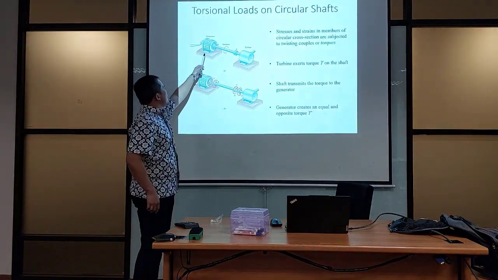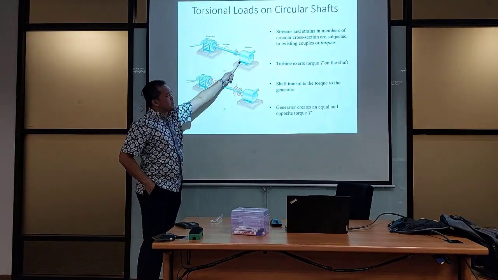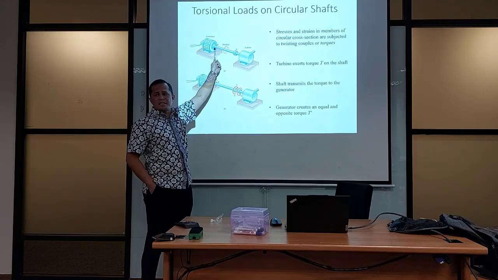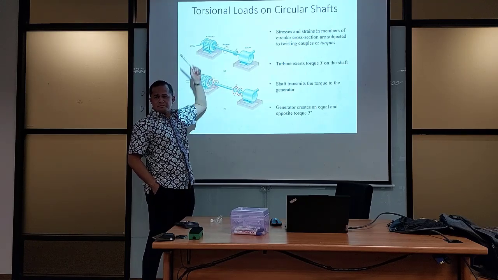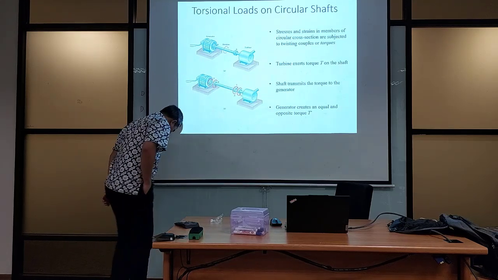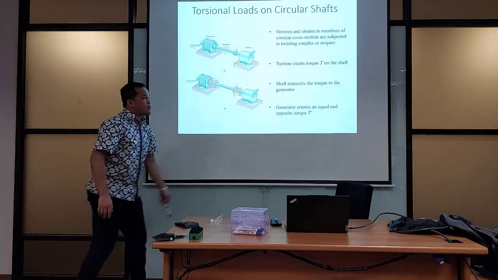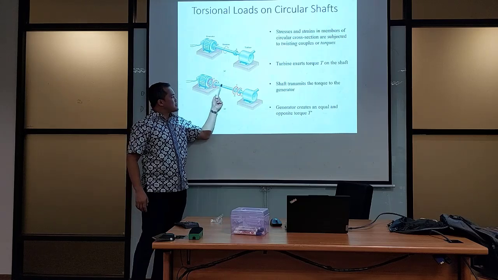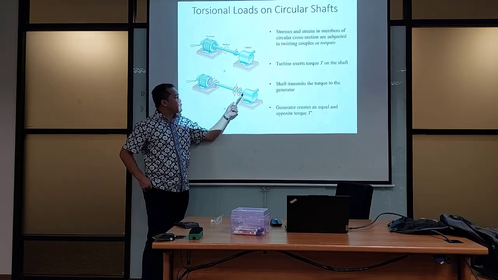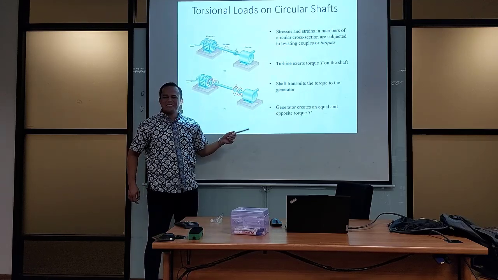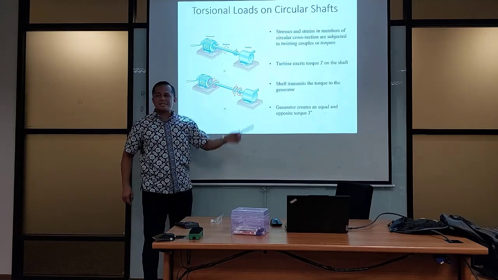It is connected to a turbine or an engine. The engine generates torque. The torque is transmitted to the shaft to rotate a generator. The generator creates energy, or vice versa. You apply a voltage, then your electric motor will rotate, creating a torque. The torque is transmitted via the shaft. The shaft will then rotate your turbine. Okay? So torque is everywhere.